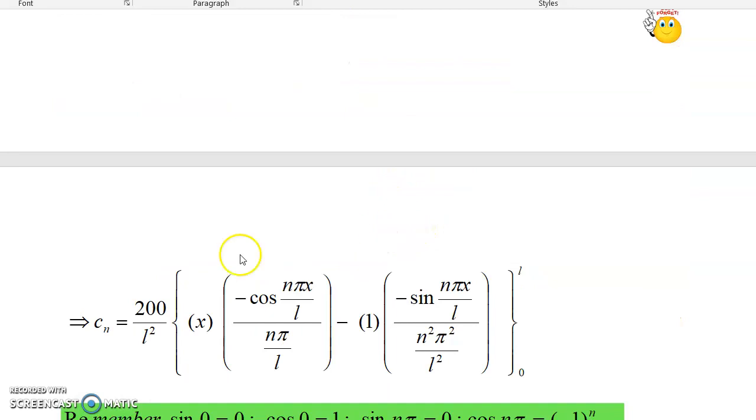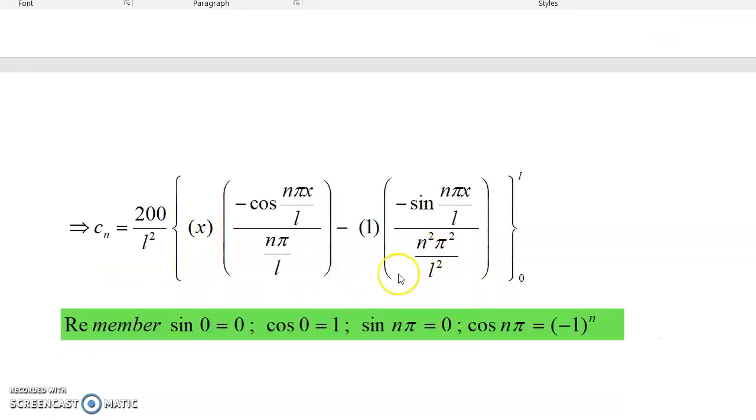integrate the second. Sin when you integrate gives minus cos n pi x by L by n pi by L. Minus differentiate the first one, integrate the second. So cos when you integrate gives sin n pi x by L. Again n pi by L will come, so n squared pi squared by L squared. Now apply the limit from 0 to L.